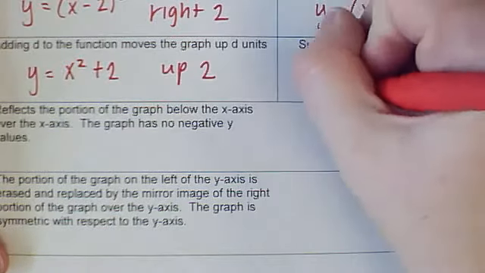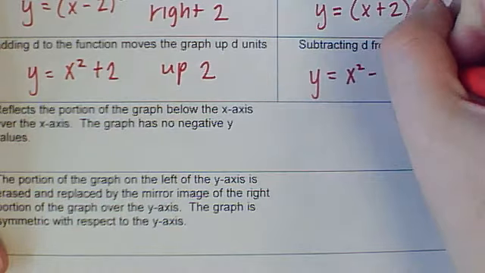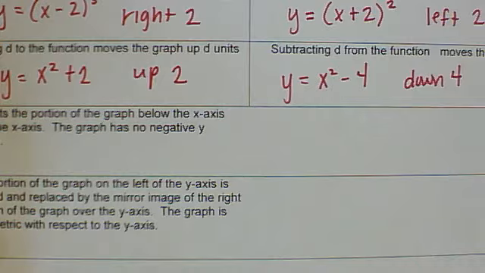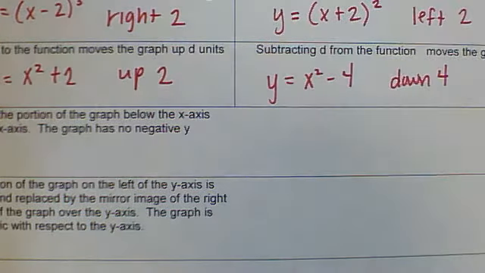Okay, so same thing if I add y equals x squared minus 4. That would shift everything down 4. So I would just take that whole graph and move it all down.